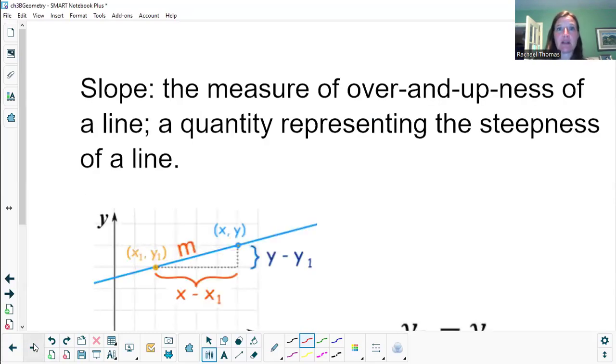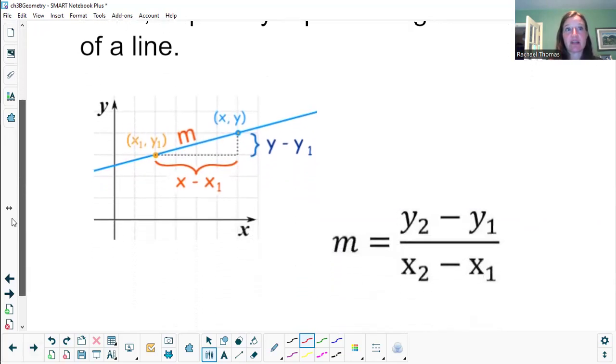All right, slope in the Algebra 1 context, well, really in any context, slope is a numeric measure of how steep a line is. It's essentially a fraction that measures the vertical change divided by the horizontal change, or I often call it the over and upness, how far over, how far up, and we divide those to make a fraction, and that quantity represents the steepness of a line.